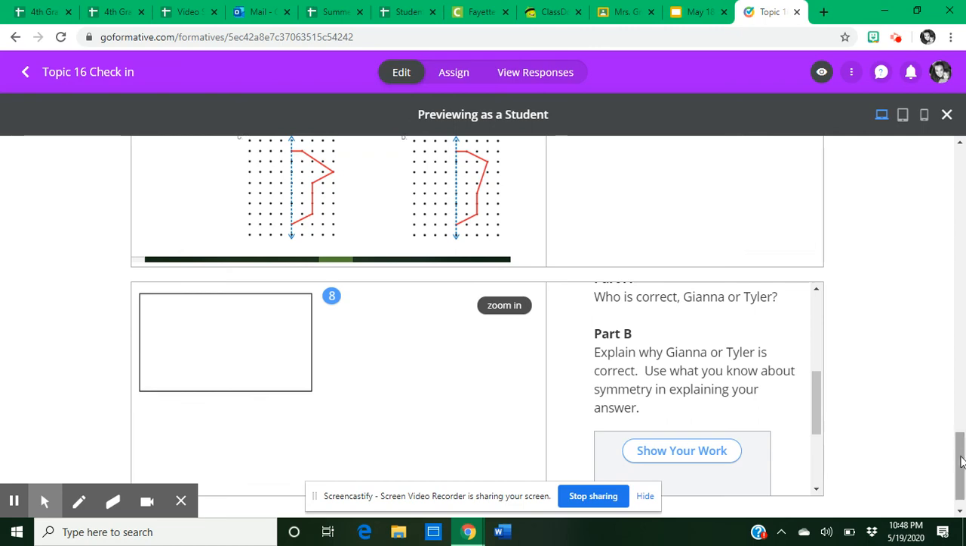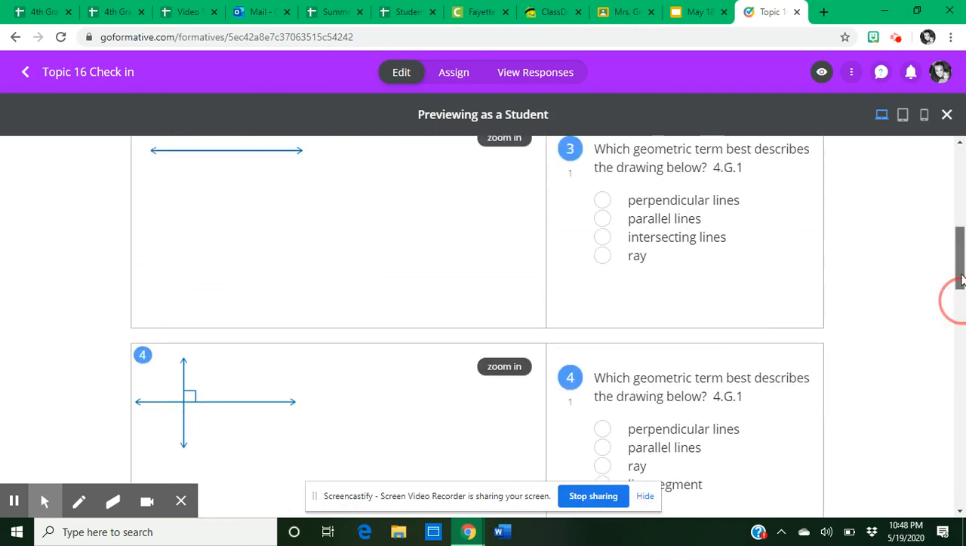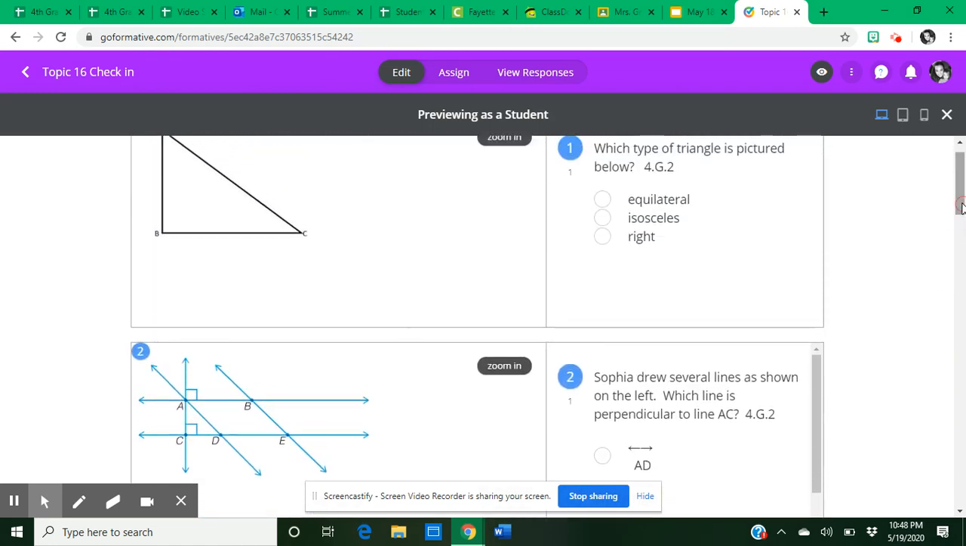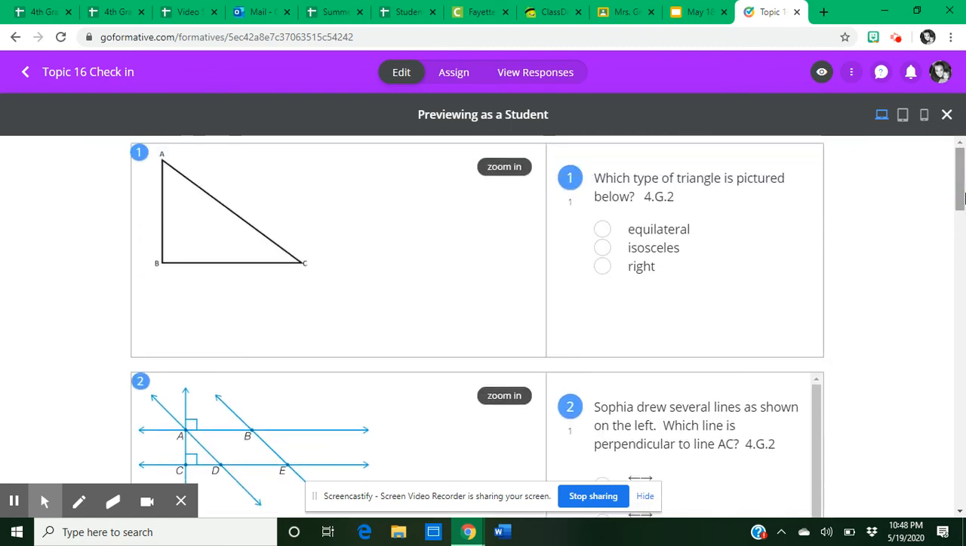Like I said, this is only 8 questions today. I think you'll be able to rock it. It shouldn't take you too long. When you see these arrows on top, remember that is the symbol for line. All right. Good luck, Super Scholar.